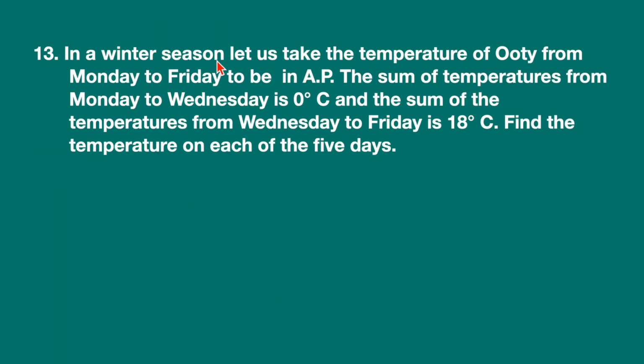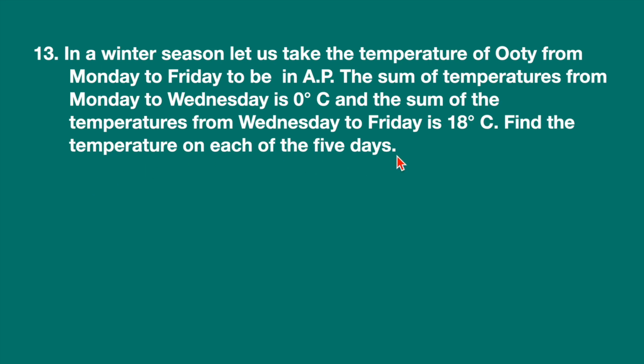In a winter season, let us take the temperature of Ooty from Monday to Friday to be in AP. The sum of temperatures from Monday to Wednesday is 0 degrees and the sum of the temperatures from Wednesday to Friday is 18 degrees. Find the temperature on each of the 5 days.